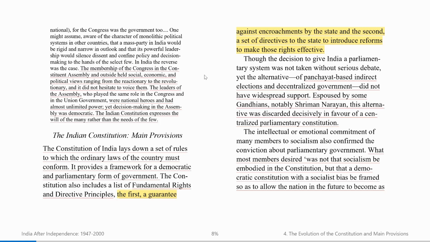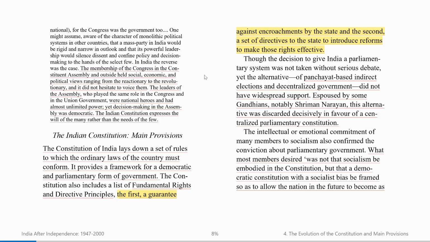There was an alternative, the Gandhian alternative, that is panchayat-based indirect elections and decentralized government. But it did not have widespread support, because of the fact that we had partition at that time. Then the question was whether we should have socialism. Now the next question we normally have is whether we should have socialism in the Indian Constitution.